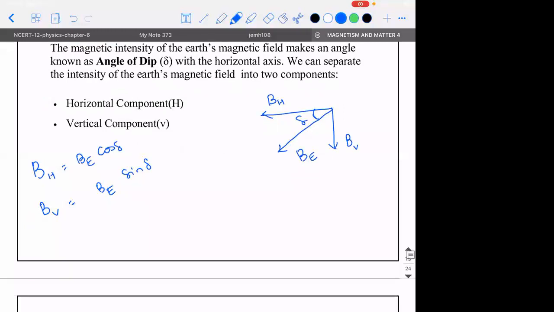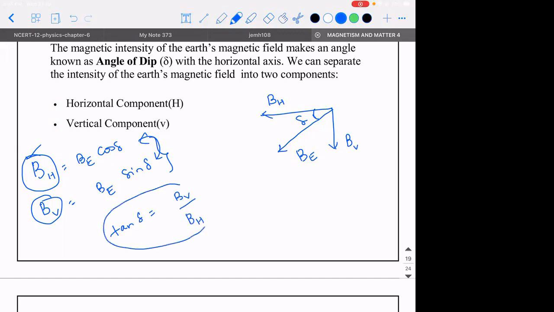All these formulae are related except magnetic declination. You can see that the other two components are related, that is, the angle of dip and the horizontal component of Earth's magnetic field are involved. Sometimes they will give you the values of BH and BV and ask you to calculate the angle of dip. Then we can divide these two expressions, and you will get tan delta is equal to the vertical component divided by the horizontal component.